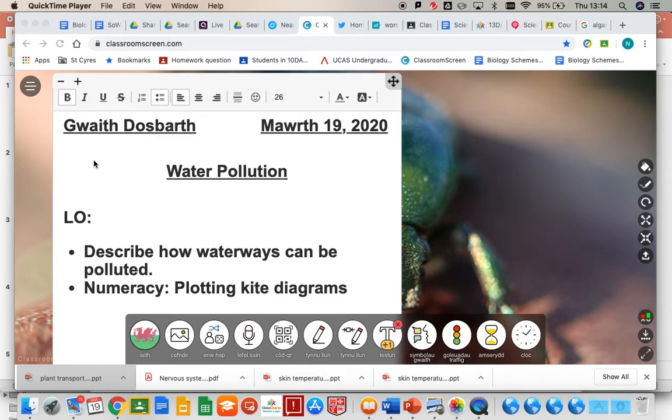Okay, so this lesson is about how waterways, so rivers, lakes, can get polluted. What we're going to look at is how things like fertilizers being washed into the rivers from the fields, or sewage not being treated properly, can get into the water and cause the death of aquatic life. We'll also be producing a kind of graph which is called a kite diagram.